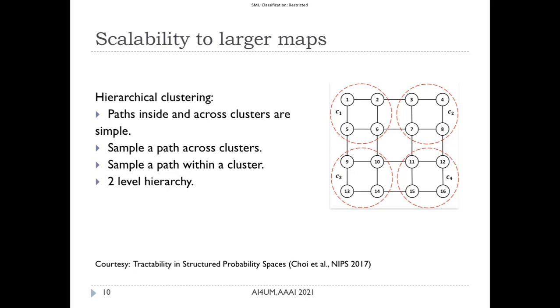This figure is an example of 2 levels of hierarchy, that is, a map is divided into some number of clusters. But we can have more levels, that is, each of these clusters can be further divided. This kind of clustering might discard a lot of paths because of constraints, but empirically it performs well on multi-agent pathfinding tasks, especially on large maps.